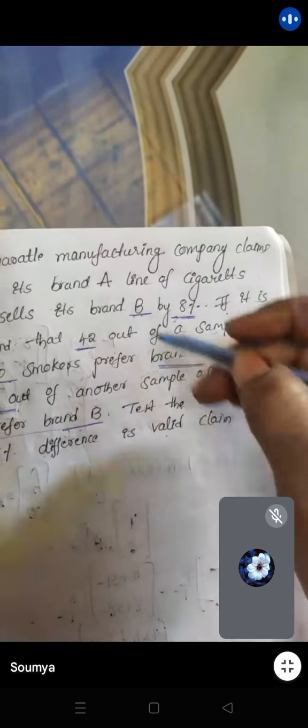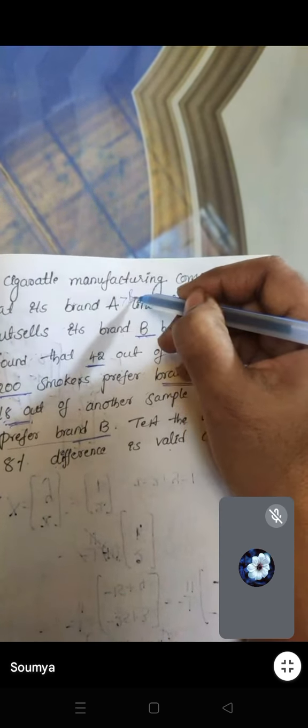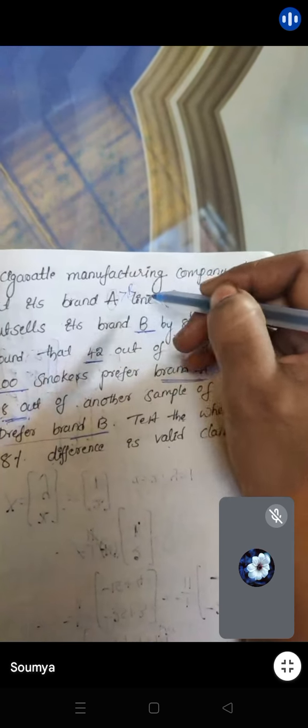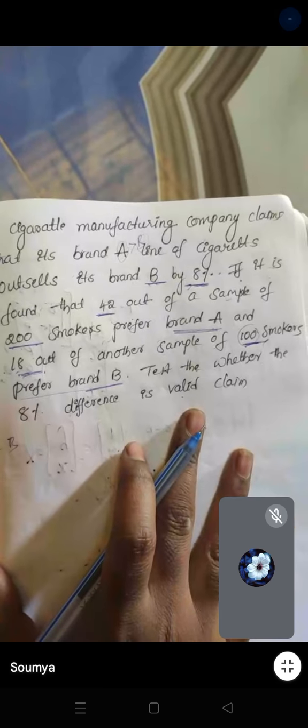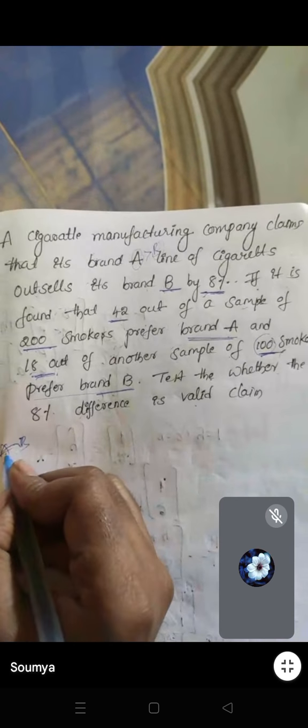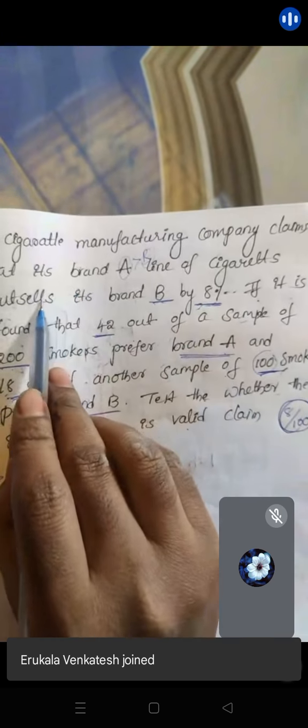Now you have to tell, according to the samples, whether A is more than B by 8% or not. You have to claim that. That is the question. Okay. So 8% means 8 by 100, right? So what is meant by this? The question says outsells its brand, A is more than B.